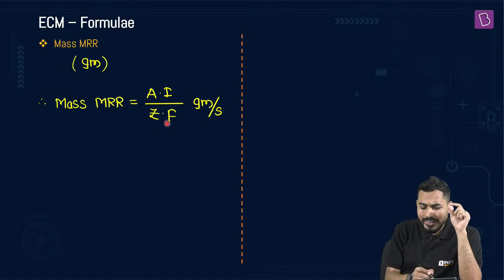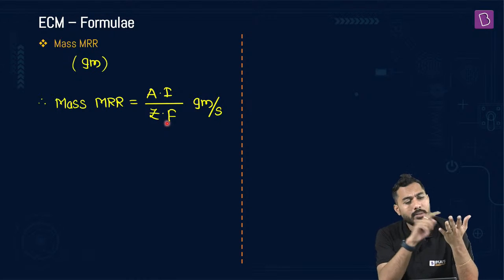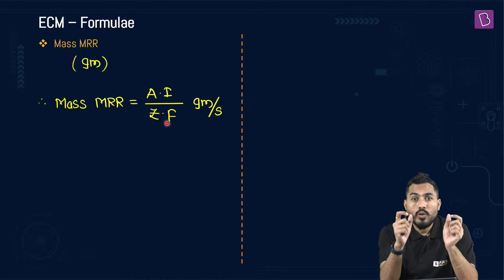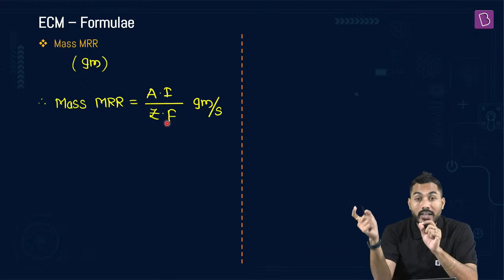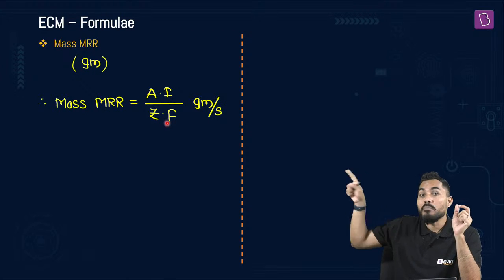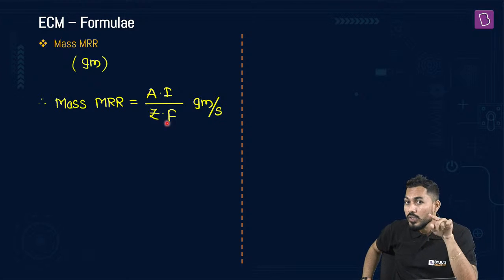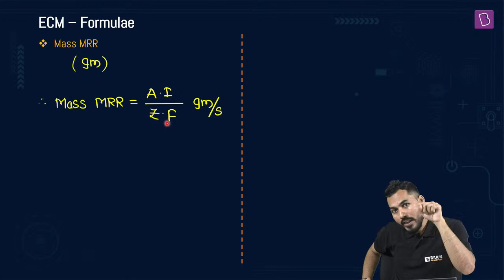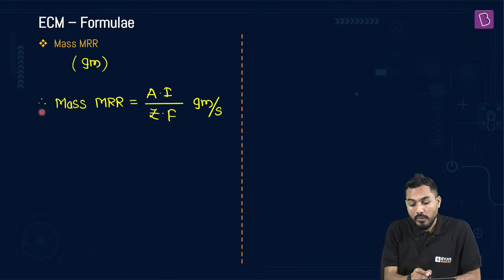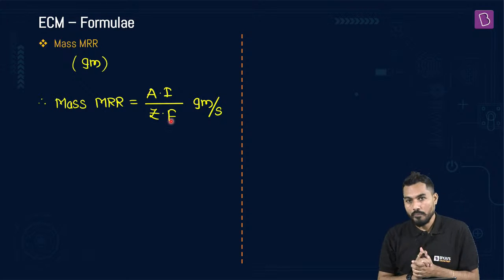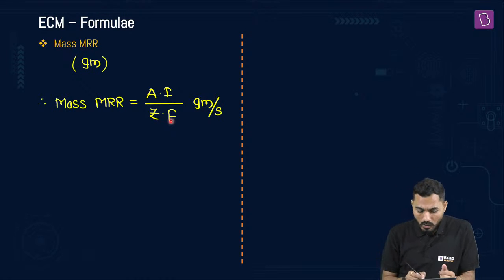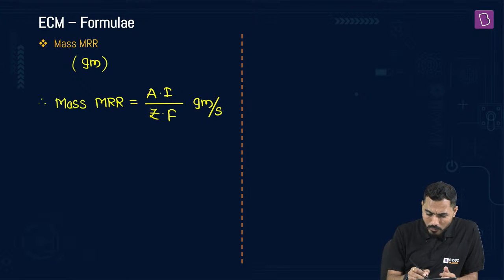They don't mention "calculate mass MRR." The simplest statement is written: calculate material removal rate, and in the bracket the unit is given as gram per second. Now it's your duty to understand that whenever I say gram per second, that means I have to calculate mass material removal rate in simple terms. Now, sir, the next question comes into the picture.